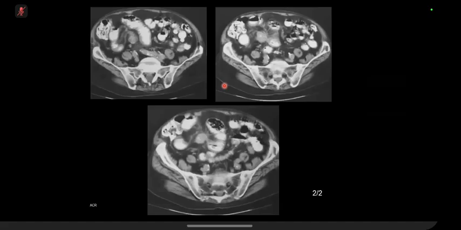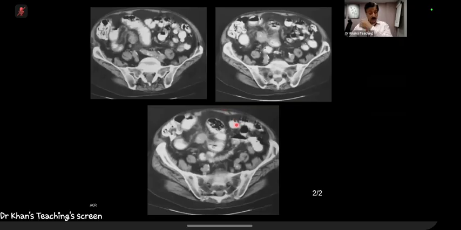It's a desmoplastic reaction. I can see some stranding around the lesion, and then there's stranding in the mesentery as well, and the bowel loops are pulled towards it. So it's a desmoplastic reaction, likely secondary to a carcinoid. Okay. Or a lymphoma. Yeah, that's well done.